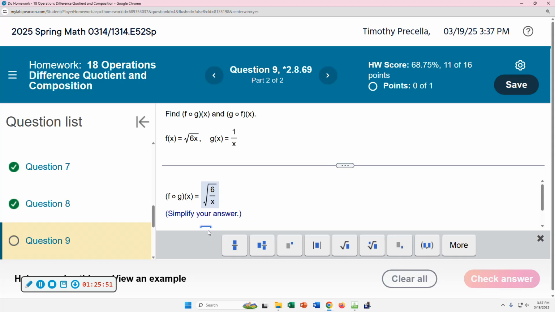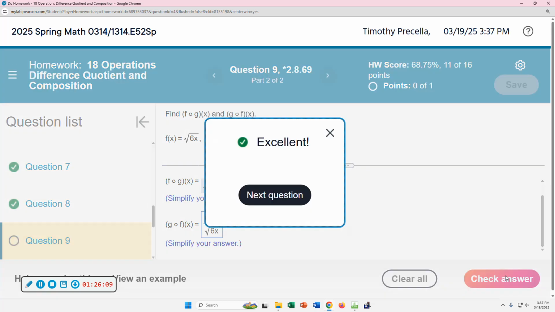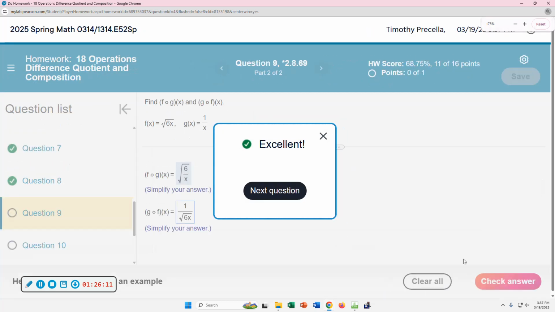Go ahead and type that in. 1 over the square root of 6x. Made it a little bigger.